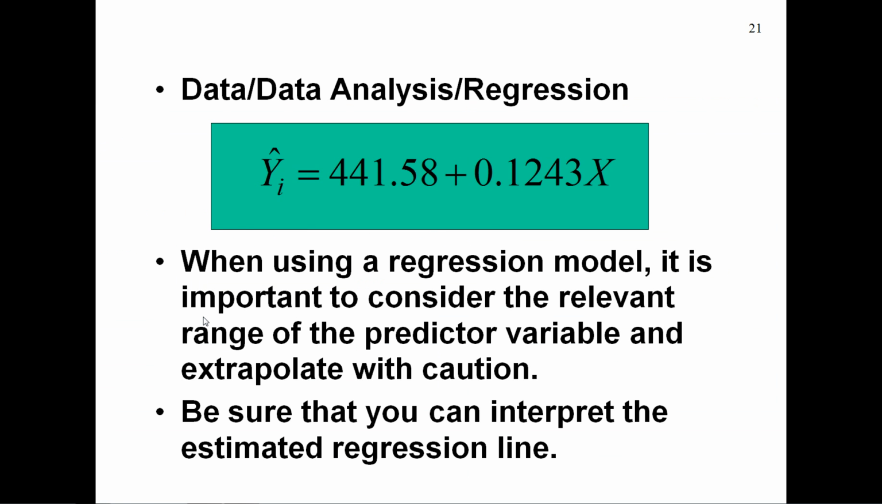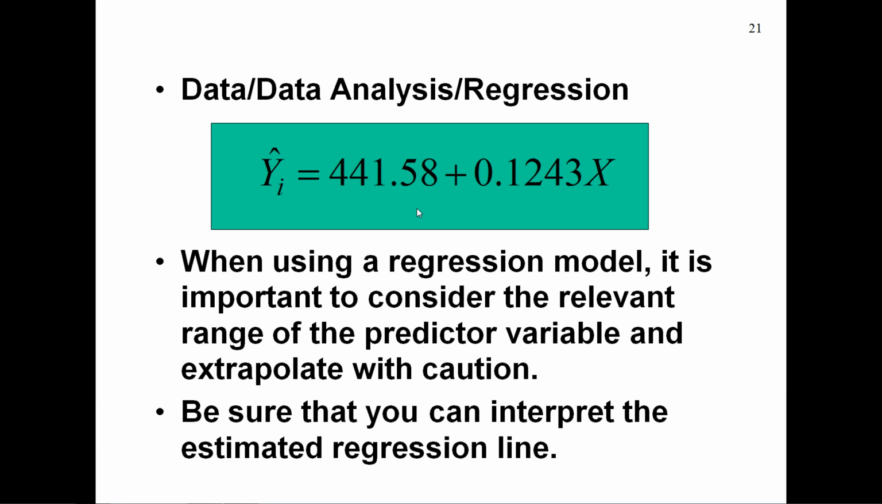And now the question becomes, how do we interpret the model? And of course, this 0.1243, that's a slope, and it has the same meaning as any slope. It's a rate of change. And in this particular case, what it means is for each additional dollar of debt that a household has, their mortgage payment goes up on average $0.1243.